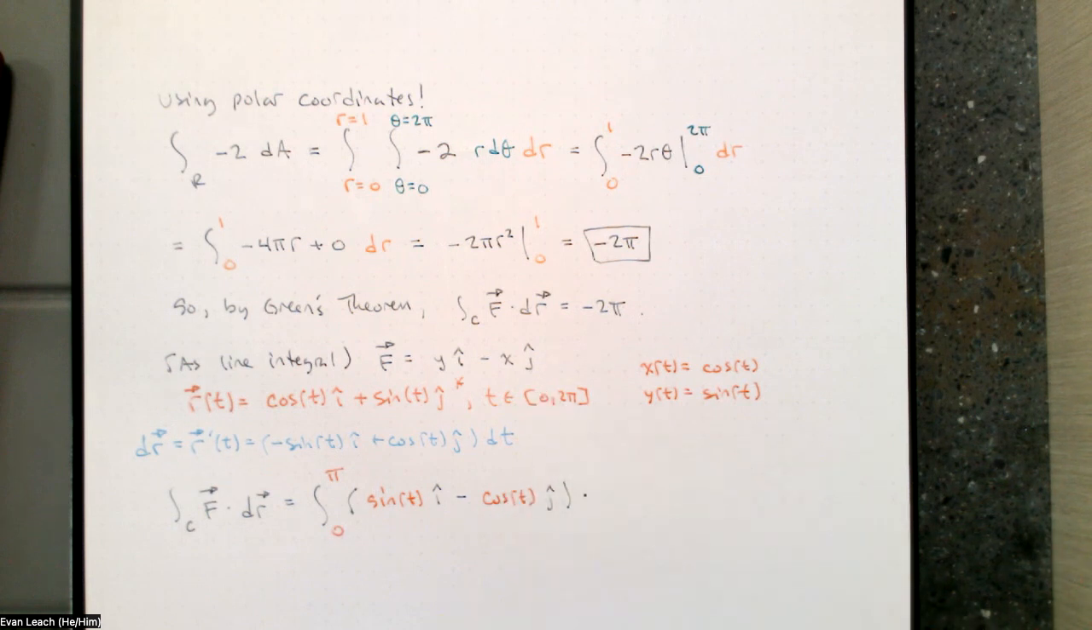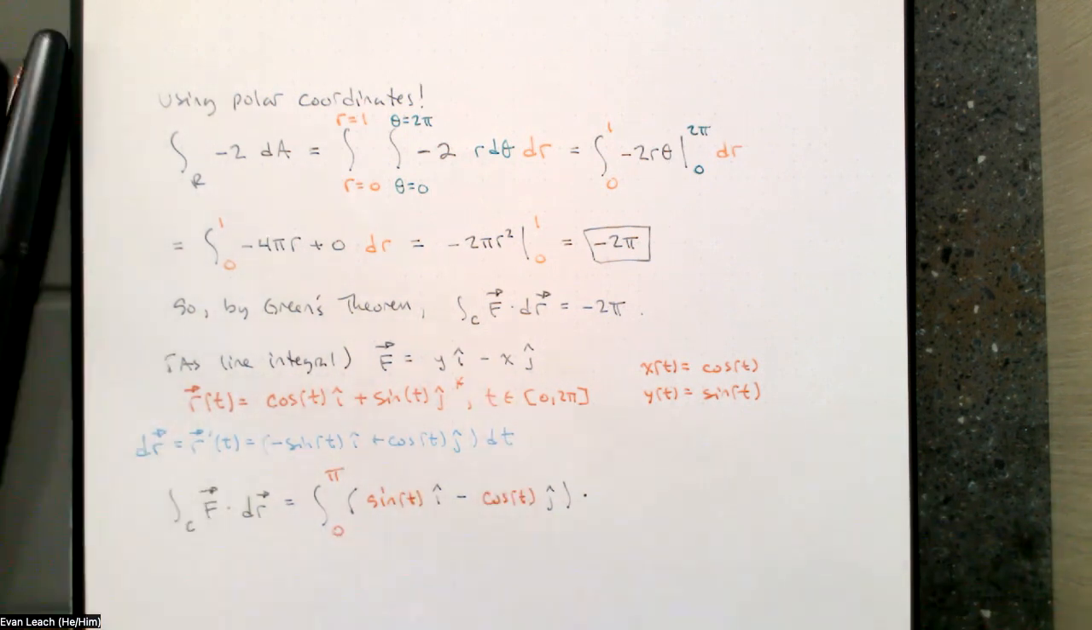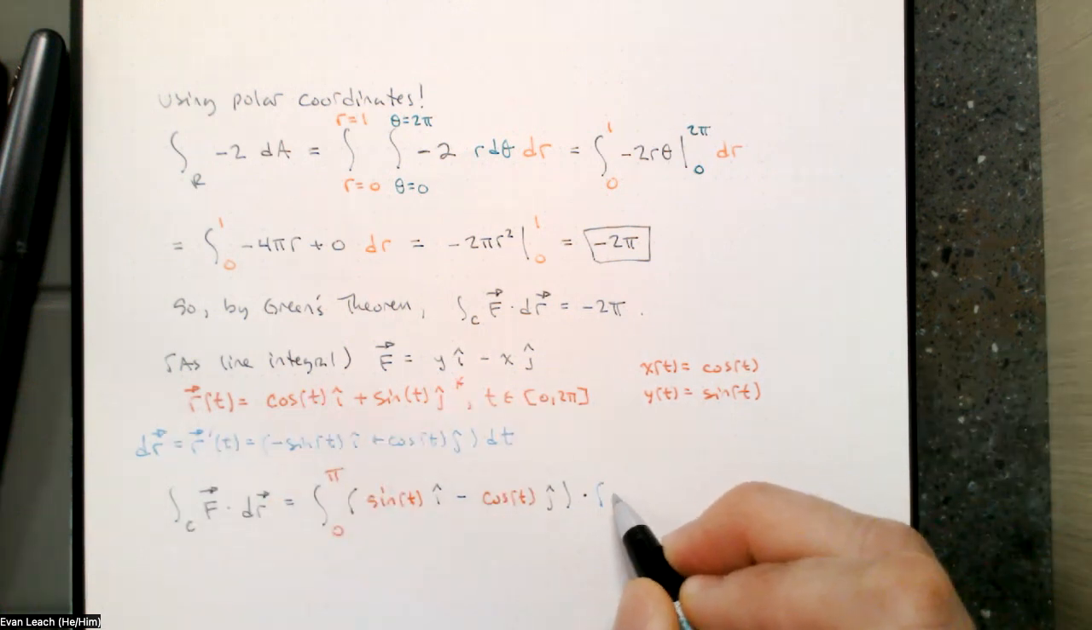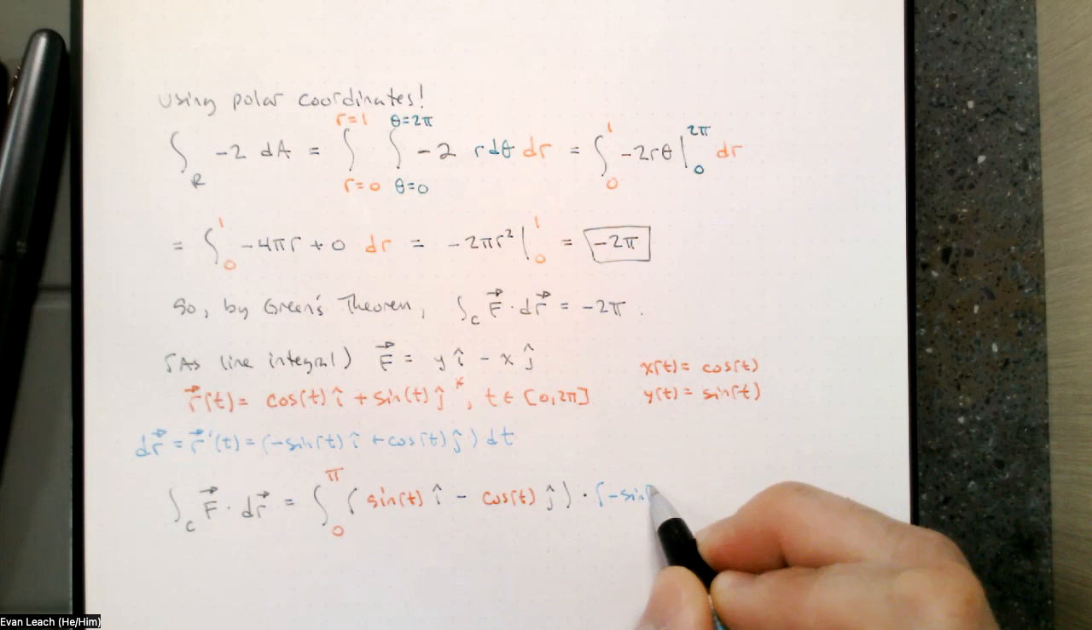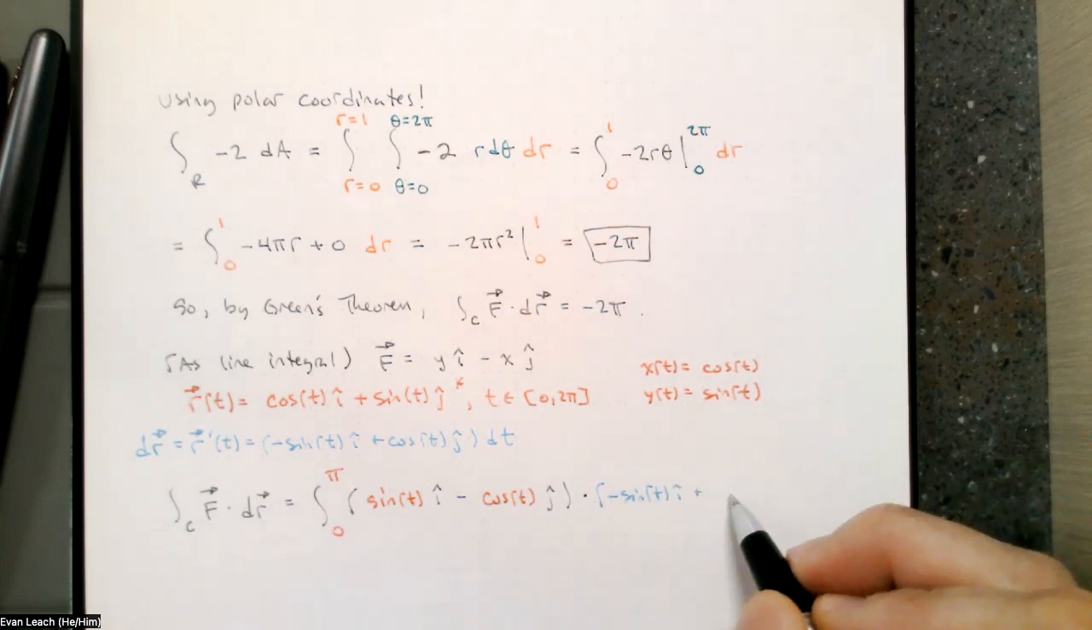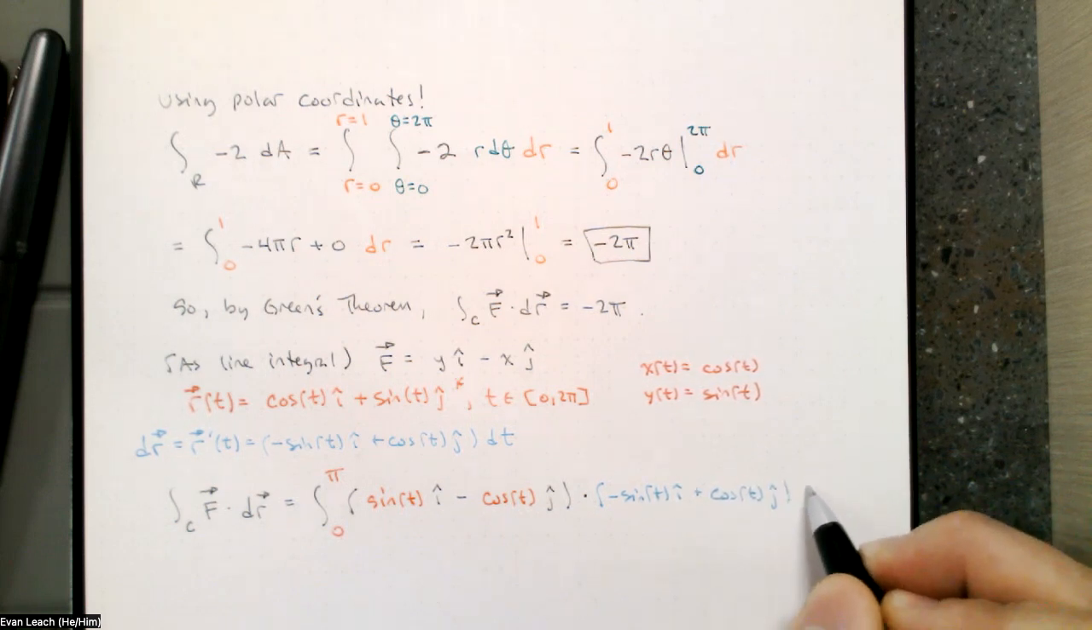So I'm not just writing the parameterization. This is the disadvantage of using this one, but I didn't want to square the x or the y. And then I'll have the dot product with r prime, which is minus sine of t i plus cosine of t j dt.